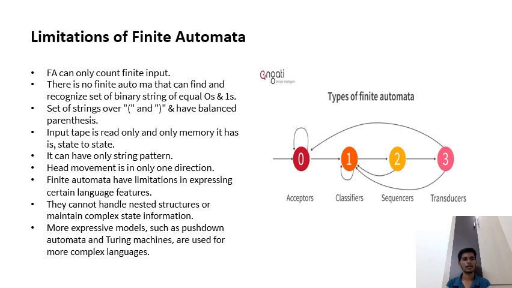Finite automata have limitations in expressing certain language features. They cannot handle nested structures or maintain complex state information. More expressive models such as pushdown automata and Turing machines are used for more complex languages.